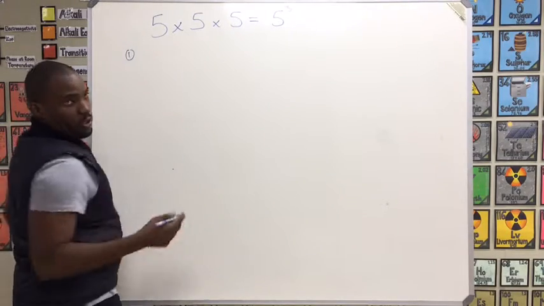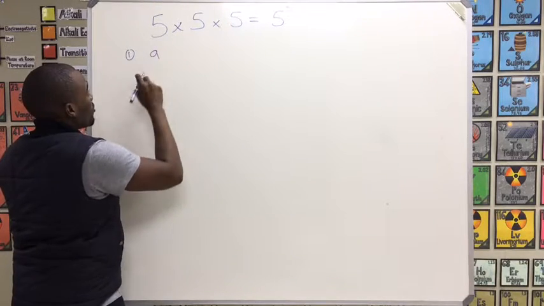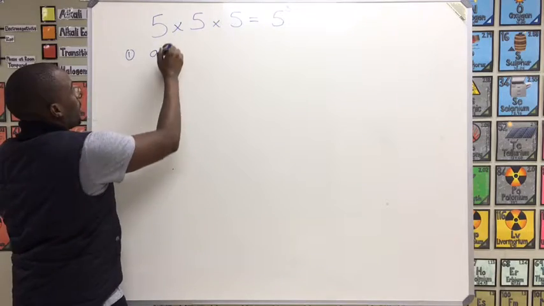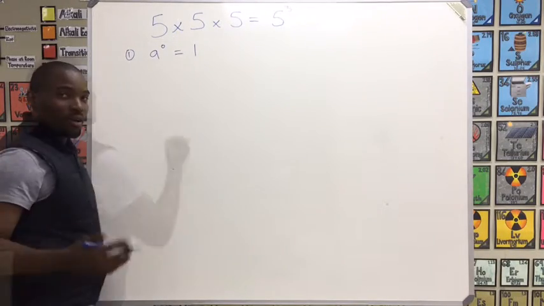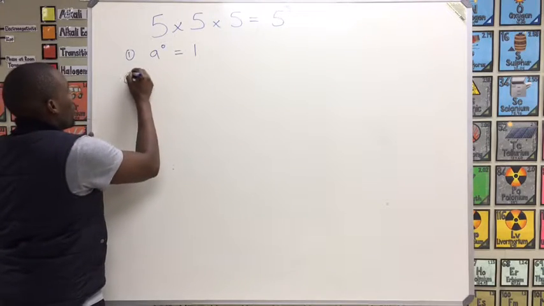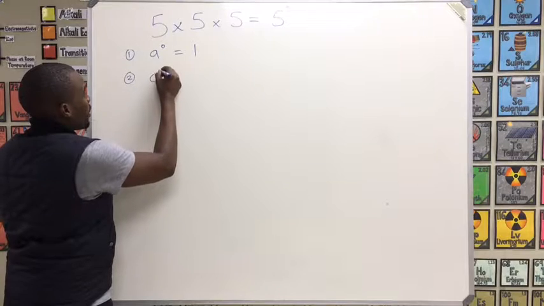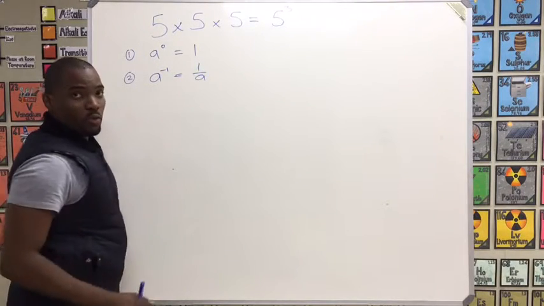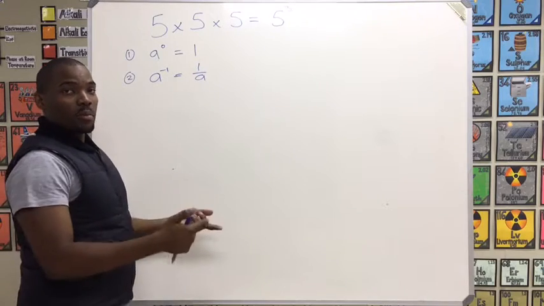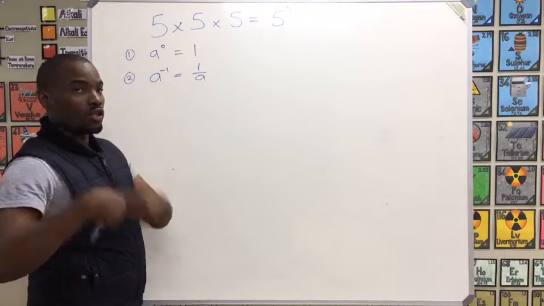So in no particular order, if I have any base, for example a to the power of 0, that gives us 1. The next one would be negative exponents. Let's say I had a to the power of -1, that would give us 1 over a. So with a negative exponent, you either drop the number down to the denominator if it was in the numerator, or bring it up to the numerator if it was in the denominator.